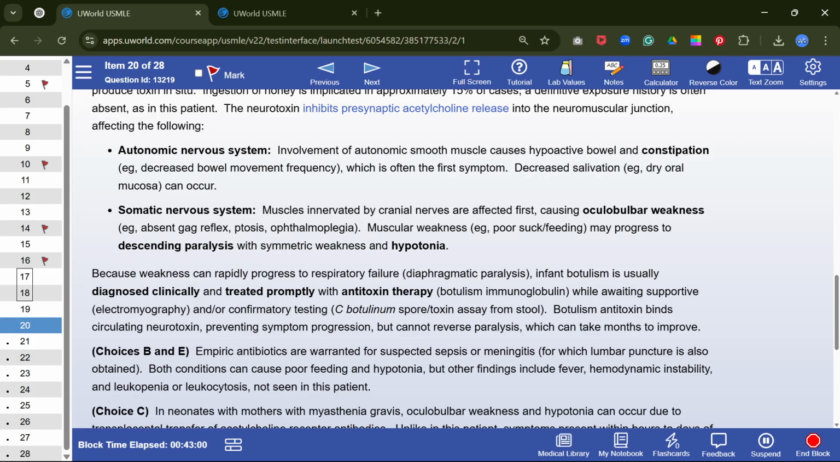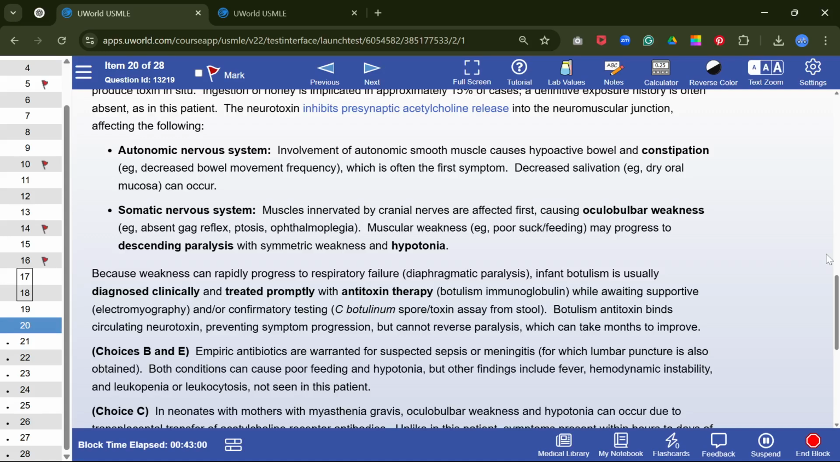Muscle weakness, poor suck and feeding may progress to descending paralysis with symmetric weakness and hypotonia. Weakness can rapidly progress to respiratory failure from diaphragmatic paralysis. Infant botulism is usually diagnosed clinically and treated promptly with antitoxin therapy, botulism immunoglobulin, while awaiting supportive electromyography and confirmatory testing, Clostridium botulinum spore or toxin assay from the stool.